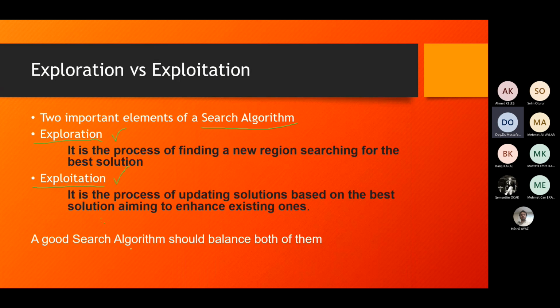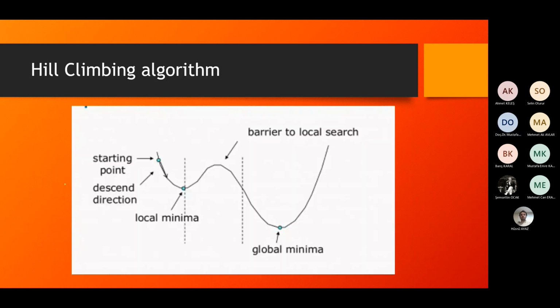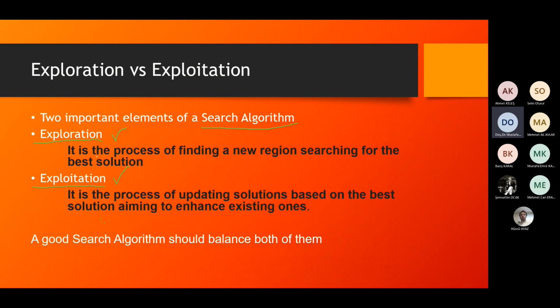Okay, why? Because I know that exploration and exploitation are two important aspects of a search algorithm. Okay, I just talked about it. And hill climbing is working like this. And I will be talking about hill climbing and simulated annealing next week. Okay, the last thing is a good search algorithm should balance both of them. So there is a balance.